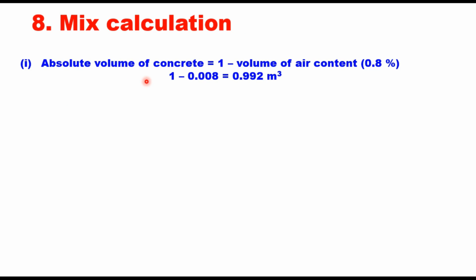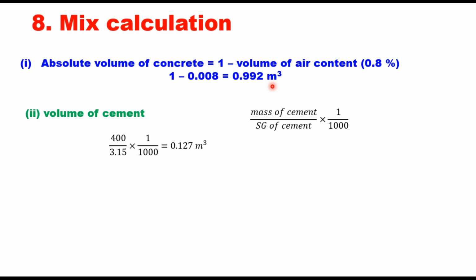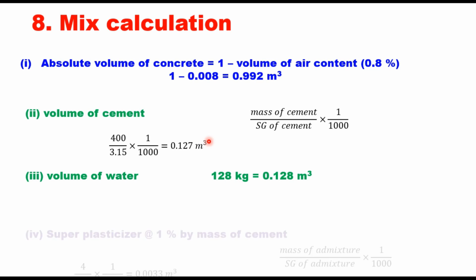Absolute volume of concrete is 1 minus volume of entrapped air, and that is 0.8%, and therefore the volume of concrete would be 0.992 meter cube. For this volume, you can find out the volume of cement, that is 400 kg per meter cube divided by its specific gravity, that is 0.127 meter cube. Volume of water is 128 kg, you can say 0.128 meter cube.